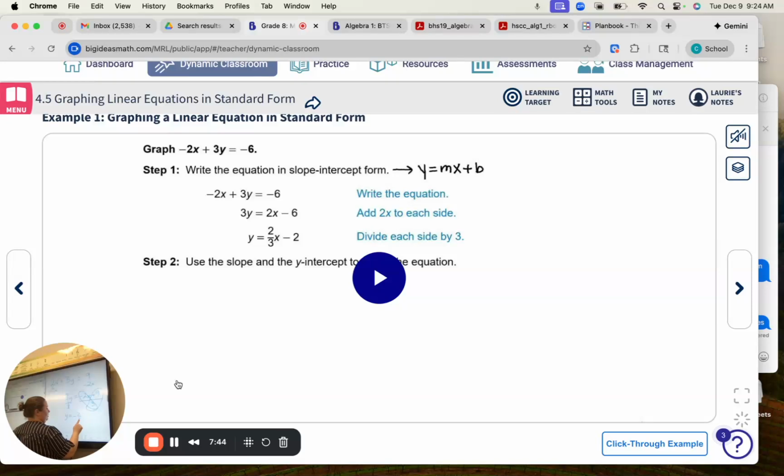Negative 2 divided by 3. What about 9 divided by 3? Does that come out as a pretty little answer? Yeah. What would it be? 3. So plus 3. Is this in slope-intercept form? Yes. Shocking. Yes, it is.